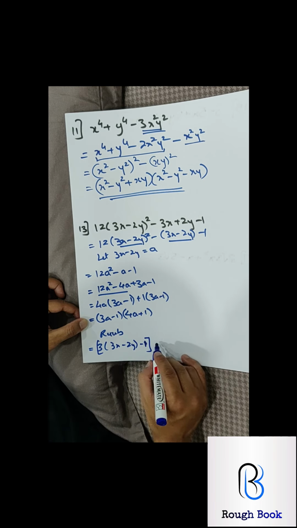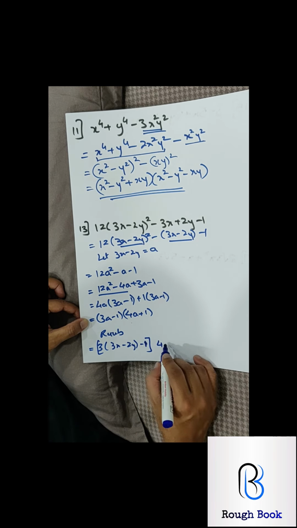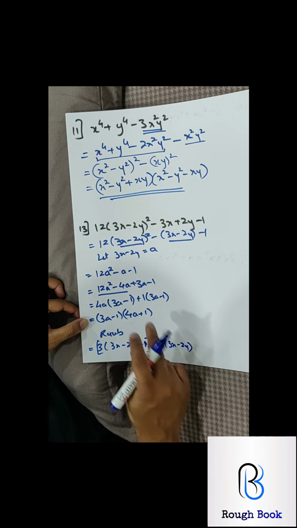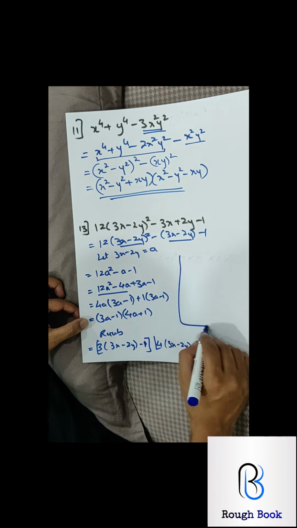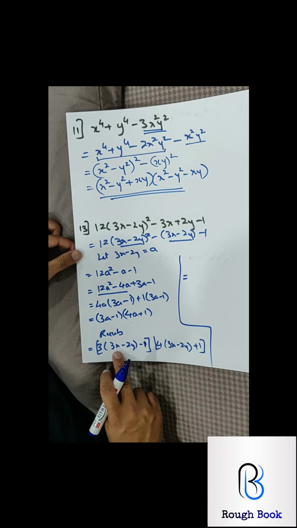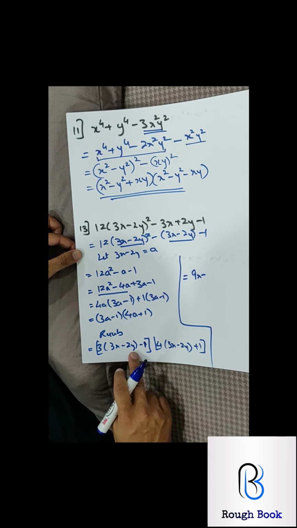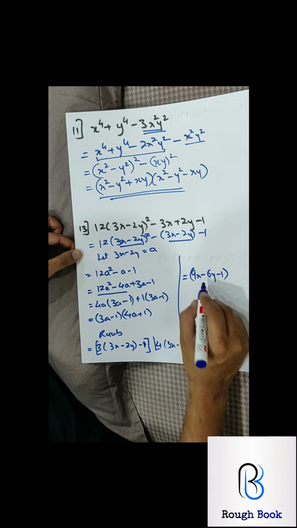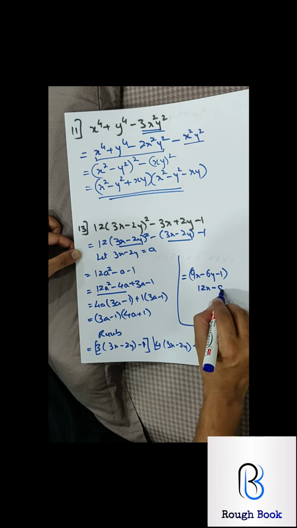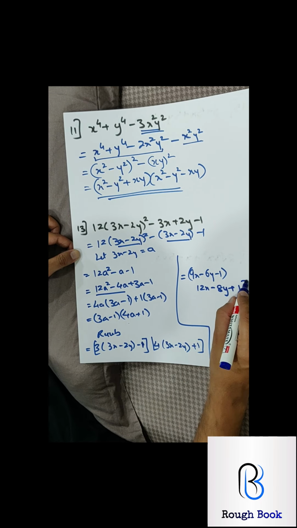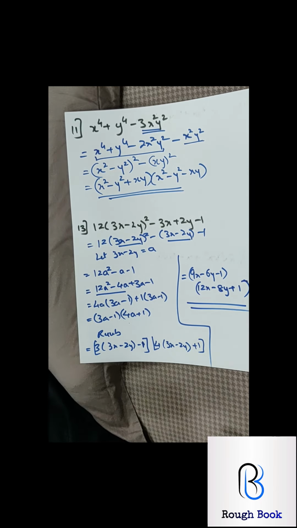So that's my first box. The second one 4a. So a again 3x minus 2y. A is from here plus 1, another box. So my final answer then will be 3 into 3 is 9x minus 6y minus 1 in one bracket. 4 3s are 12x minus 8y plus 1, another bracket. So that should be my final answer.